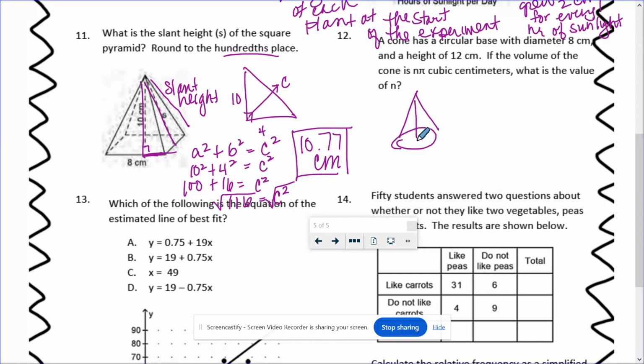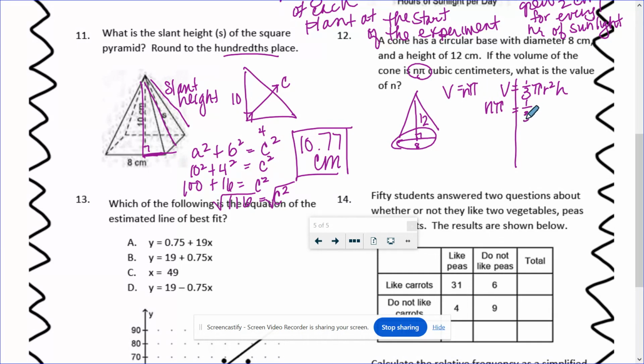And it has a height of 12 and it has a diameter of 8. So the volume we know is n pi right here. So what is the value of n? So it's going to be a work backwards problem. So the formula for the volume of a cone is 1/3 times pi times r squared times h, which is the height. I know that the volume is n pi because it tells me so right here.